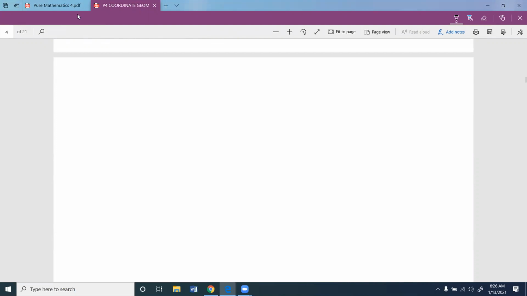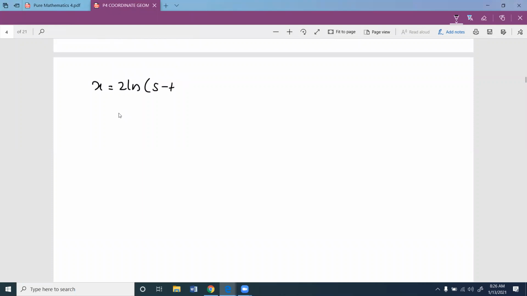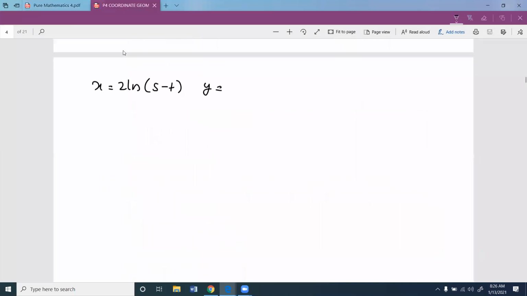So the question is: put x equals 2 ln(5 minus t), and they have given y equals t squared minus 5, where t is greater than 4, right? Okay. Then what you need to understand is, initially we need to find the Cartesian equation.